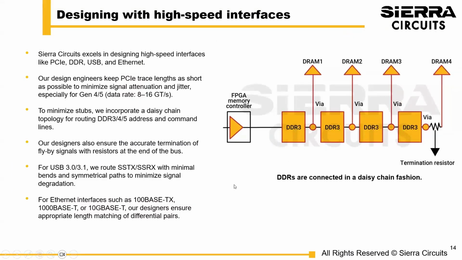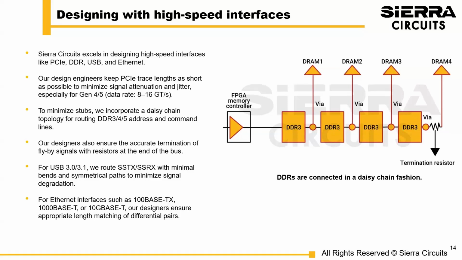Let's move on to designing with high-speed interfaces. We excel in designing high-speed interfaces like PCIe, DDR, USB, and Ethernet. To minimize the stubs, we incorporate a daisy chain topology for routing DDR 3, 4, 5 address and command lines. Our designers also ensure accurate termination of flyby signals with resistors at the end of the bus.